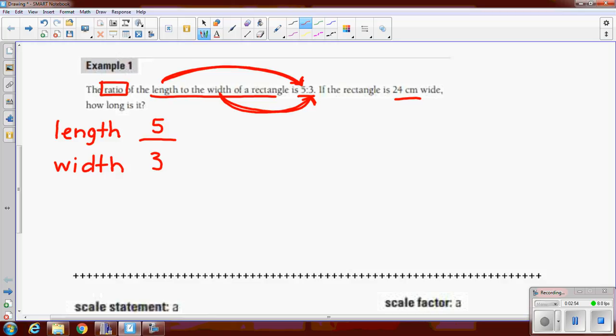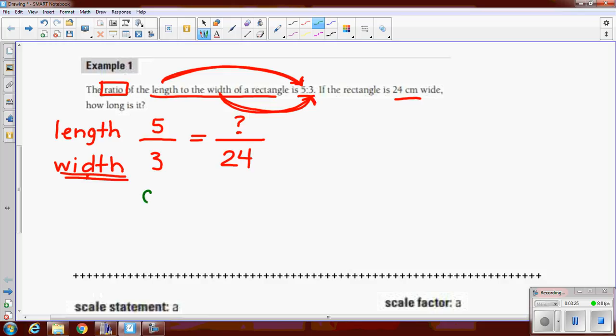Now we can set up an equivalent proportion where we're saying if the rectangle is 24 centimeters wide, so here we could say equals, and the width is down here on the bottom and it's saying 24 centimeters. It's important that the 24 goes in the same spot as the width. So if it's saying if the width is 24, how long is it? I'm actually looking for this part of this fraction or this proportion.